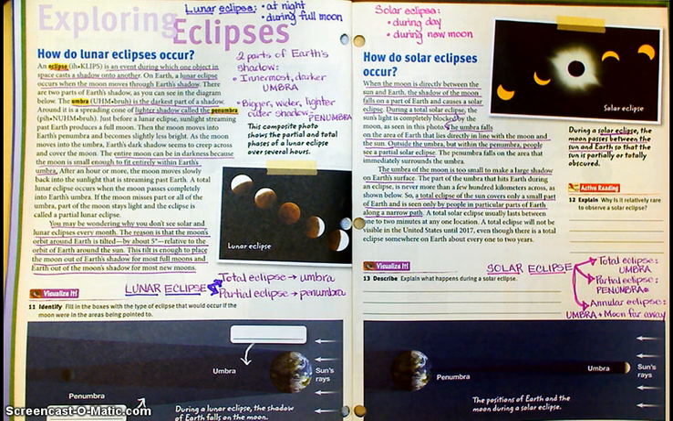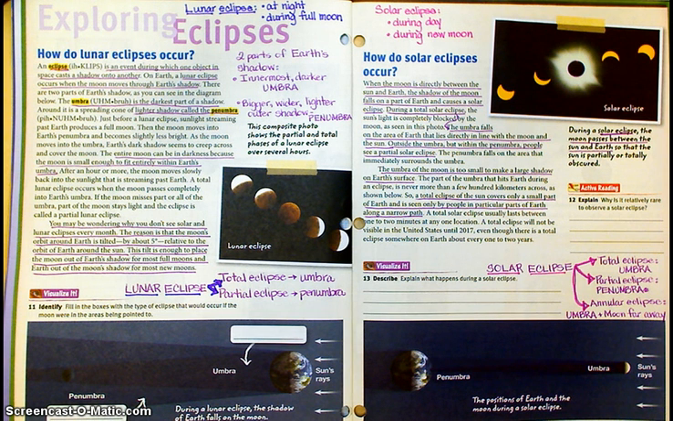You may be wondering why you don't see solar and lunar eclipses every month. The reason is that the moon's orbit around Earth is tilted by about 5 degrees relative to the orbit of Earth around the sun. This tilt is enough to place the moon out of the Earth's shadow for most full moons and the Earth out of the moon's shadow for most new moons. So most of the time we don't have eclipses, but every once in a while things line up just right. Okay?